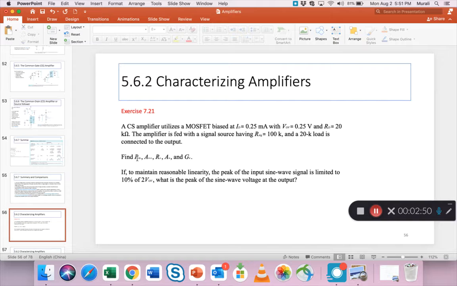We have to find Rin, RO, the open circuit voltage gain, then the voltage gain AV with the load, and then the overall voltage gain GV. Then there is a part B to this. If to maintain reasonable linearity, the peak of the input signal wave is limited to 10% of 2VOV, what is the peak of the sine wave voltage at the output? Alright, so let's see how to solve this.